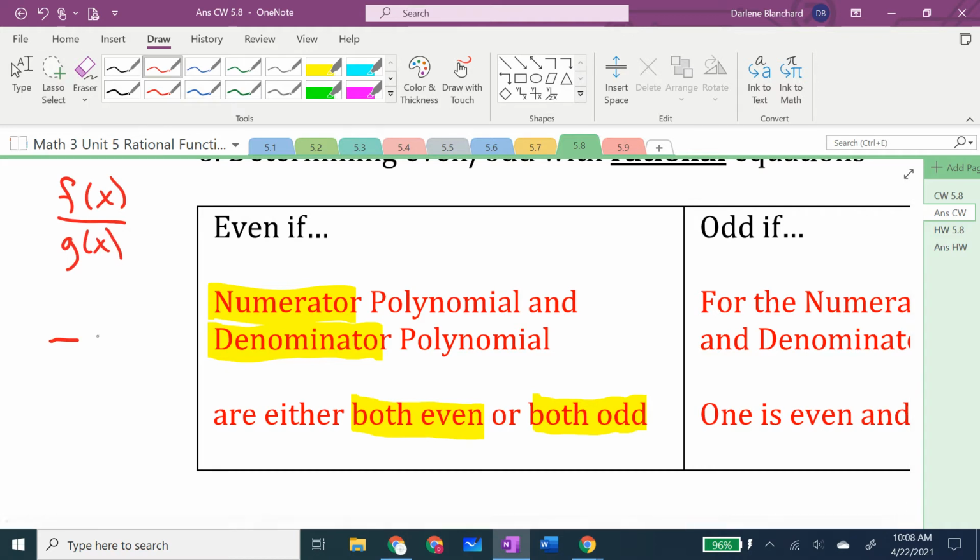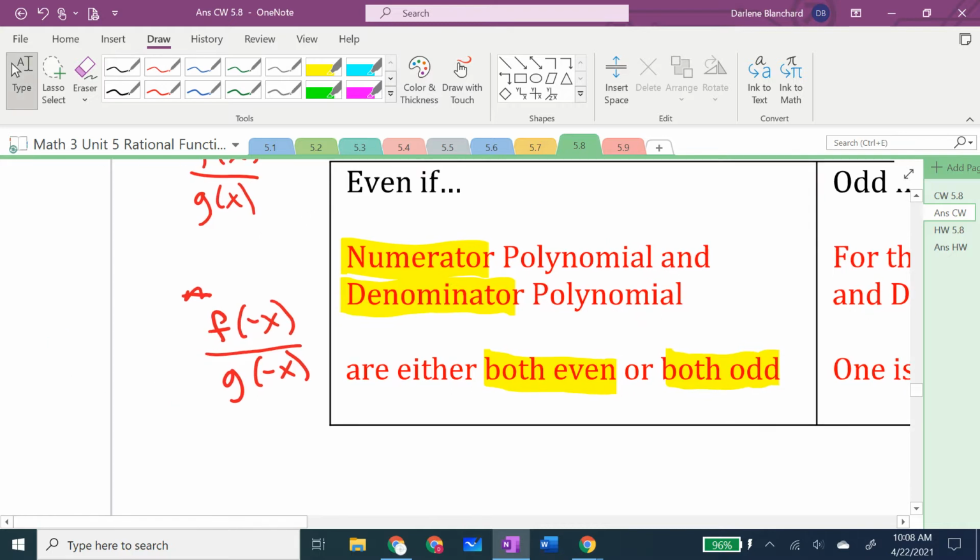If you plug in negative x into both numerator and denominator polynomial, if they are both odd functions, they both have an extra negative, as the simplification or the equivalent to putting in the negative number. Those two negatives take each other out. So that's a rule to live by.